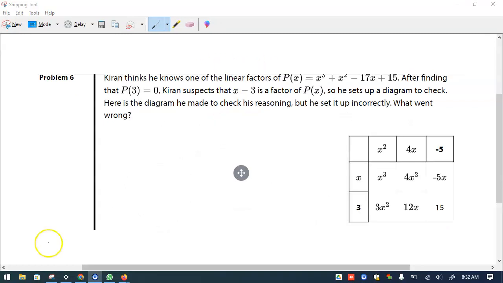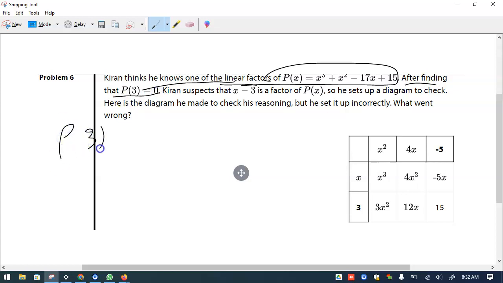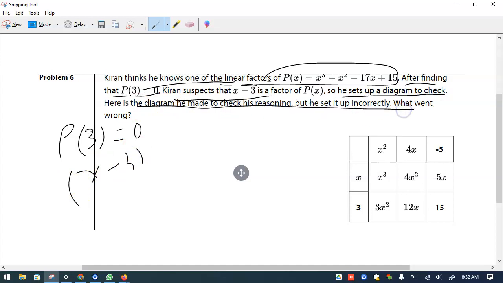And that's the explanation. A student thinks that he knows one of the factors of this polynomial. After finding p(3), he gets p(3) is 0. Kiran suspects that x minus 3 is a factor, so he uses the diagram to check. How do you reason? He says to check, but he does something wrong. What went wrong?